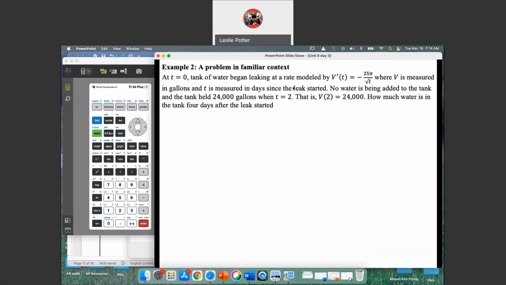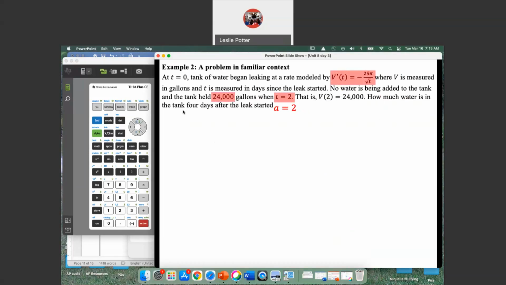So first thing we can kind of acknowledge is that we're leaking, so we're losing water, and our rate is negative, so that makes sense that our rate would be negative if we're leaking water. No water is being added to the tank, so we don't have to worry about anything filling while it's leaking. And the tank held 24 gallons of water when t equals 2. So this is our rate. This is our starting location, t equals 2, and we have a starting value of 24,000 gallons. And I just restated that a different way so that you can see that we could present it in a couple of different ways.